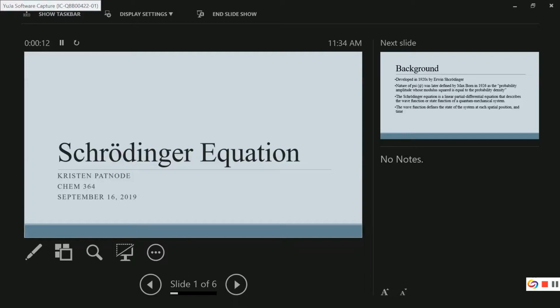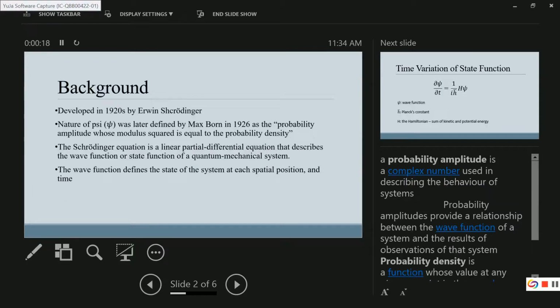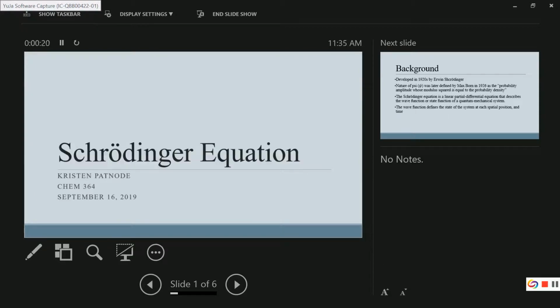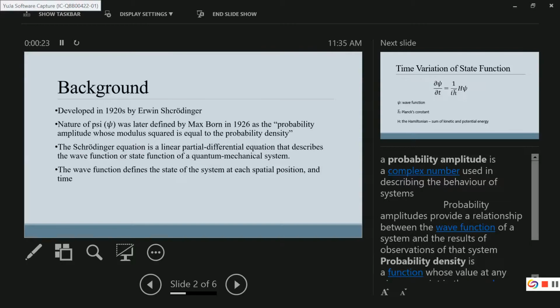So I'm presenting on postulate 6, which is the time variation of the state function, more commonly known to us as the Schrodinger equation itself. The background on that is that the Schrodinger equation was developed by Erwin Schrodinger in the 1920s. The nature of psi, or the wave function that we've been using, was later defined by Max Born in 1926 as the probability amplitude whose modulus squared is equal to the probability density. Those were a lot of terms that I didn't know. The probability amplitude is a complex number which is used in describing the behavior of systems.